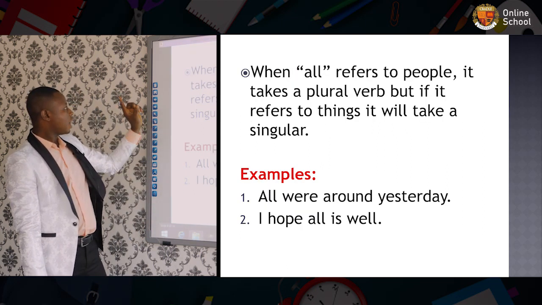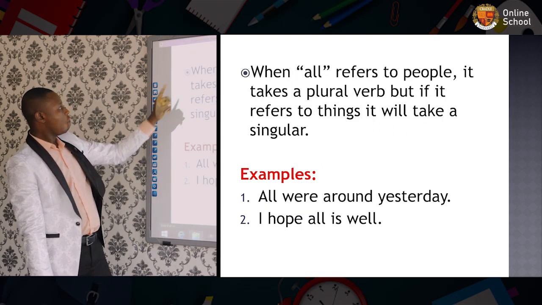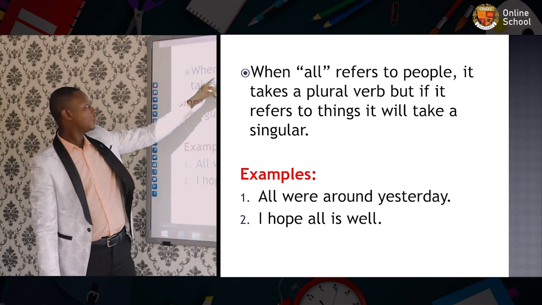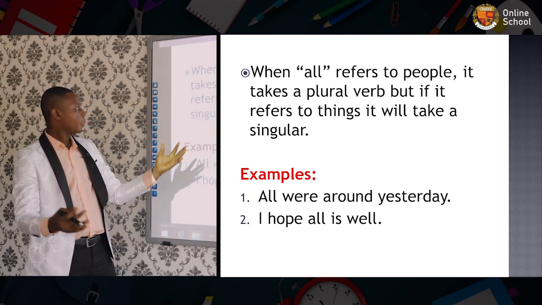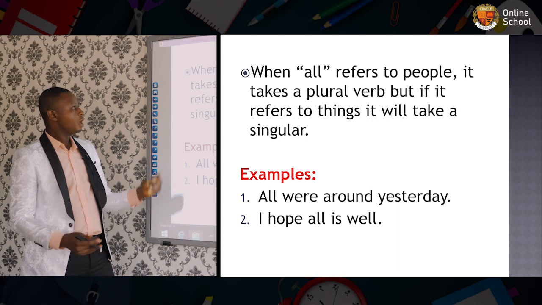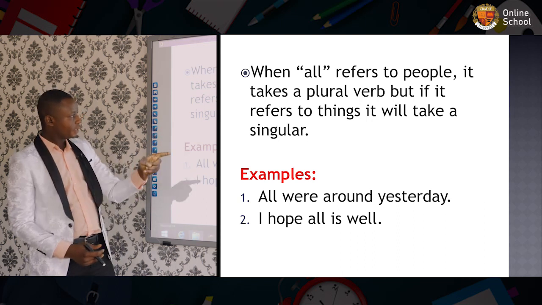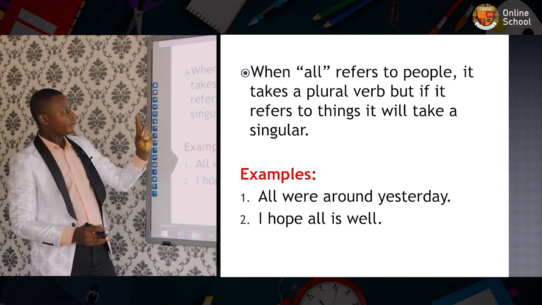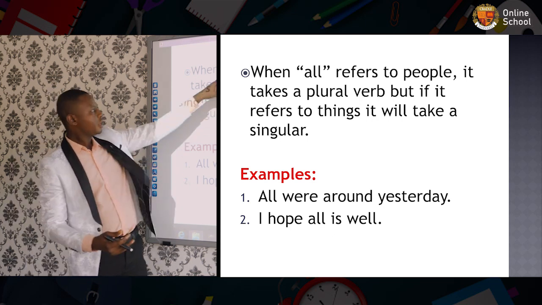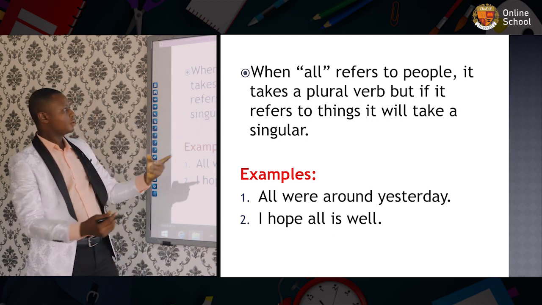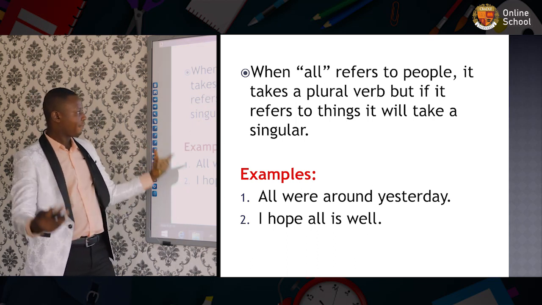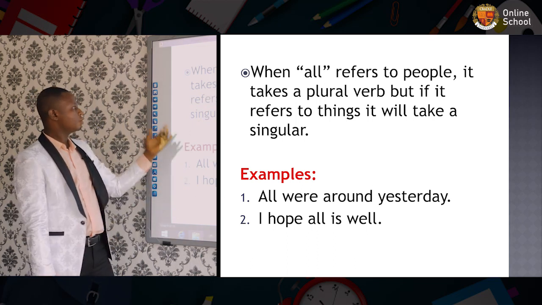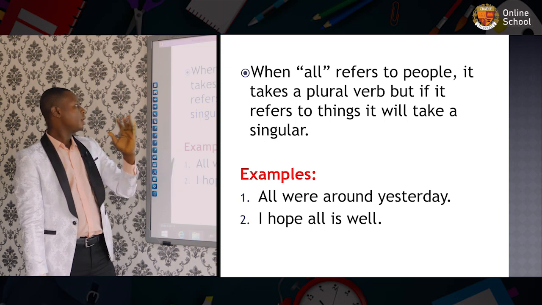Now, let us look at other rules. When all, please take note of this, when all refers to people, it takes a plural verb. But if it refers to things, it will take a singular verb.